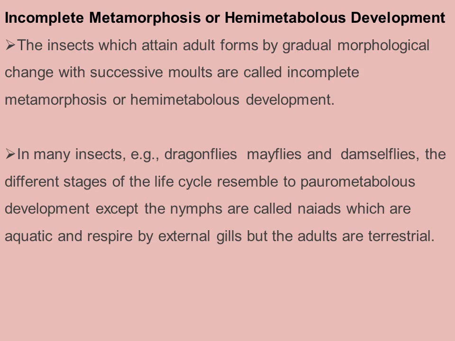Incomplete metamorphosis or hemimetabolous development: the insects which attain adult forms by gradual morphological changes with successive moults are called incomplete metamorphosis or hemimetabolous development. In many insects like the dragonflies, the mayflies, the damselflies, the different stages of life cycle resemble paurometabolous development, except that the nymphs are called naiads, which are aquatic.